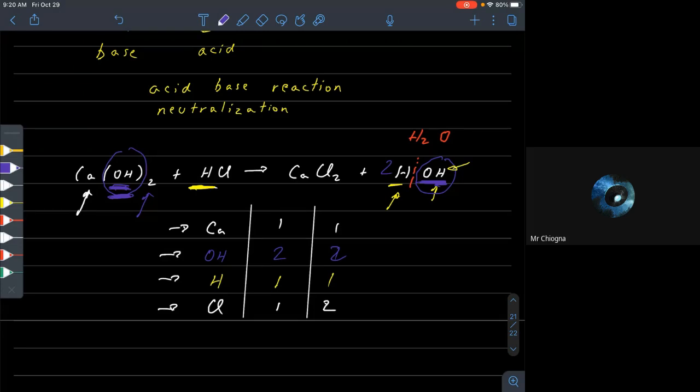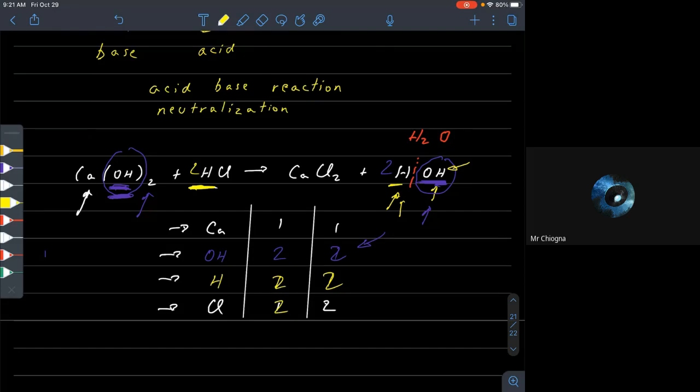This is the trick with this sort of equation. Start with balancing the OHs and the H's. It's a lot faster that way. So that makes it so there's now 2 OHs, 2 of these. How many H's do I have on the right? 2. How do I make it so there's 2 on the left? Put a 2 in front. That balances the chloride as well. So that's the trick.